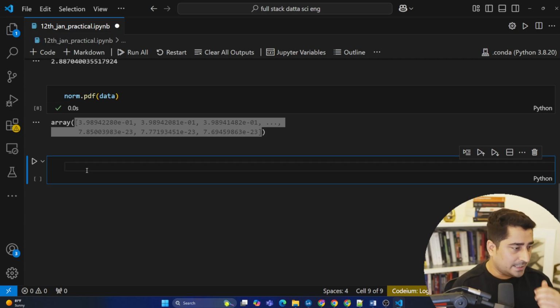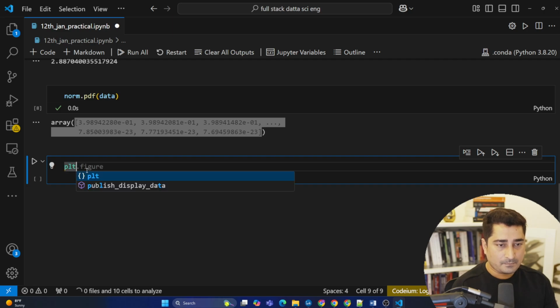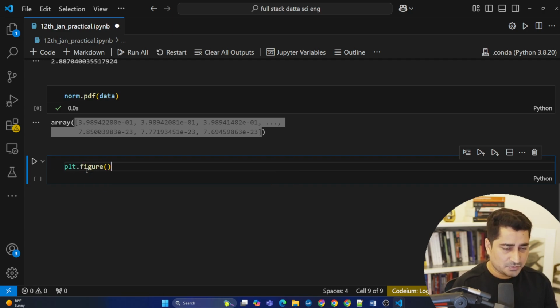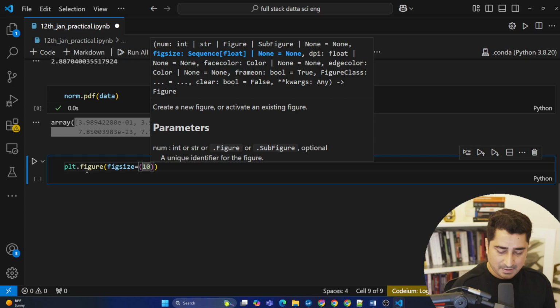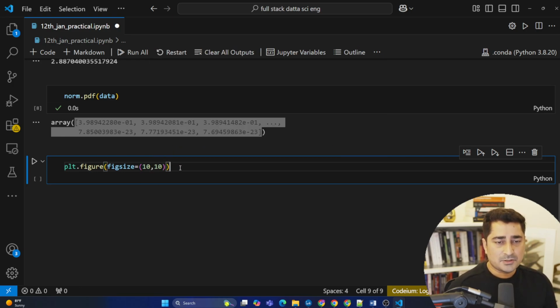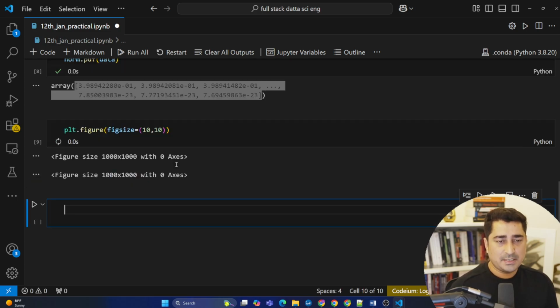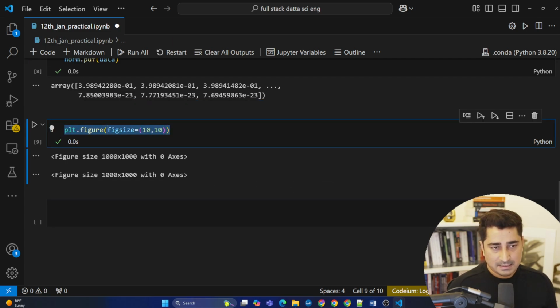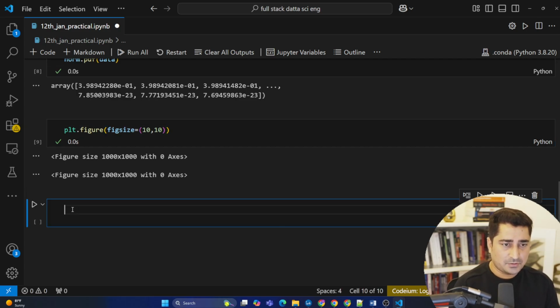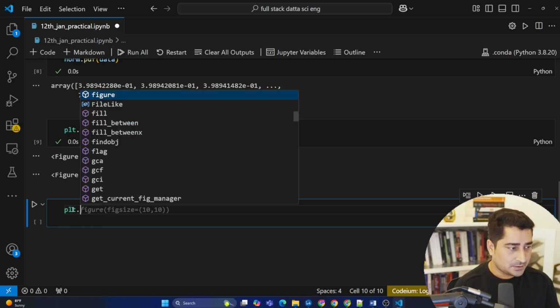To create a canvas, you call plt.figure, and inside that figsize, meaning the entire canvas size. Let's suppose I'm keeping 10 by 10 for now. So this is going to create a figure, basically a box, in an expected ratio for my screen. Now inside this figure, I'm going to plot the x coordinate and y coordinate. Here to plot it, I can call plt.plot.